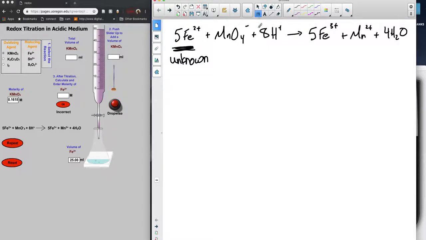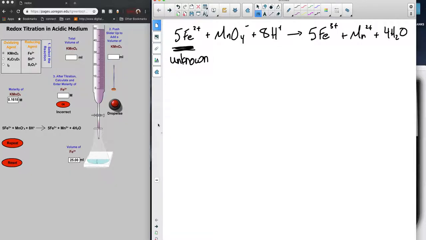So in this system right here, we're talking about iron 2+ and a permanganate ion. This is already a balanced redox reaction, so there's no worry to make the half reactions happen for us today. We already know how to do those. But what we're showing here is we need to figure out what this concentration of iron 2+ is.